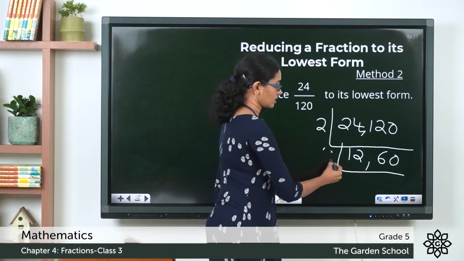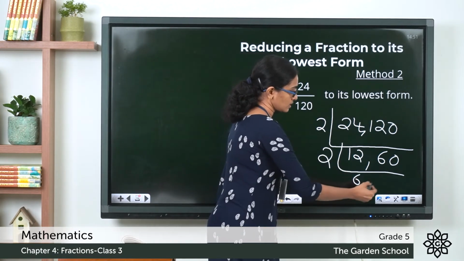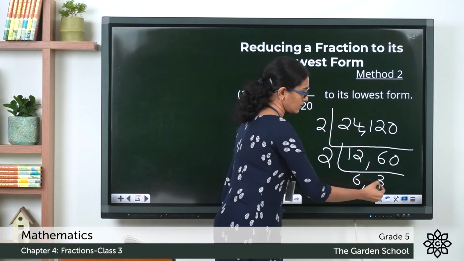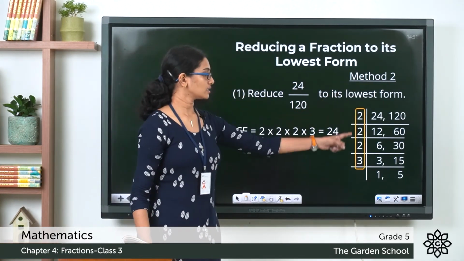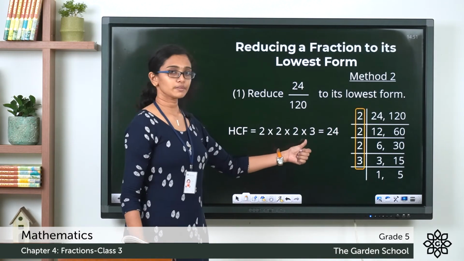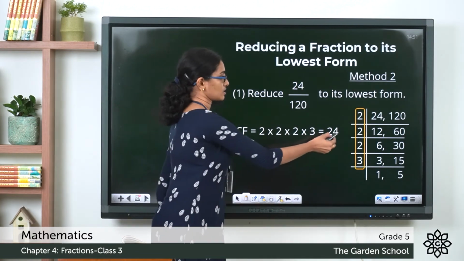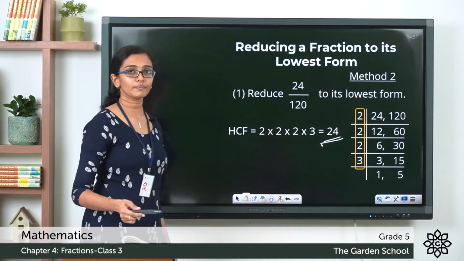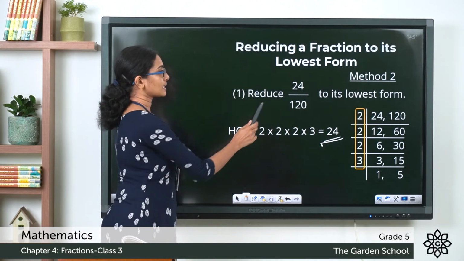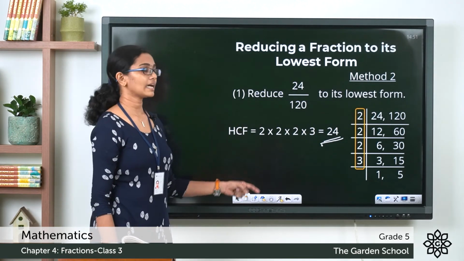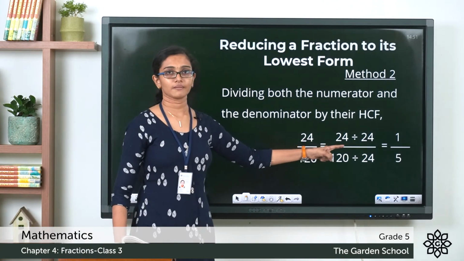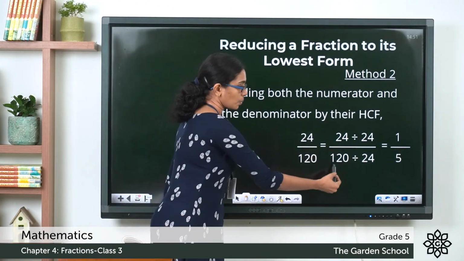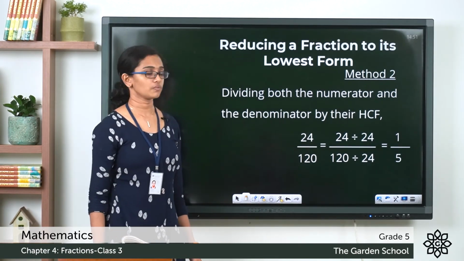Again, 12 by 2, 6. 60 by 2, 30. Repeating the process, we get the common prime factors. We take the product and we get the HCF as 24. The next step is to divide both the numerator and the denominator with the HCF. So that gives us 24 divided by 24 and 120 divided by 24.